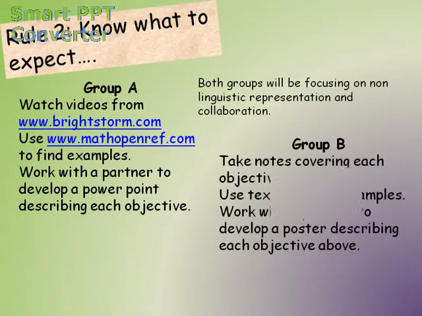Group B, my non-technology group, took notes over each objective in a classroom setting. They were also allowed to use a textbook to find examples, but this group had to create a poster instead of a PowerPoint to explain how to find interior and exterior angles of polygons. They were also allowed to work with a partner and had to present their material in class.